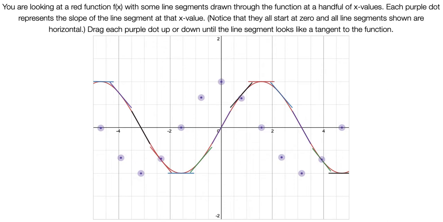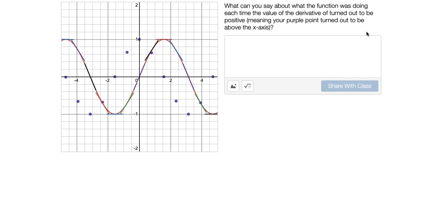Now let's talk about what we have here. I want you to notice what the function was doing each time the value of the derivative at each point turned out to be positive. So that only happened 3 times. I only had 3 positive derivatives. There were only 3 points on this curve where the derivative was positive that I marked. But what was the function doing in that time? It looks to me like the function was increasing.